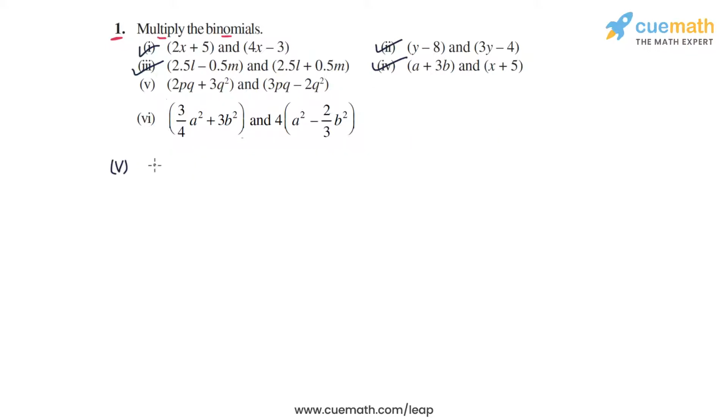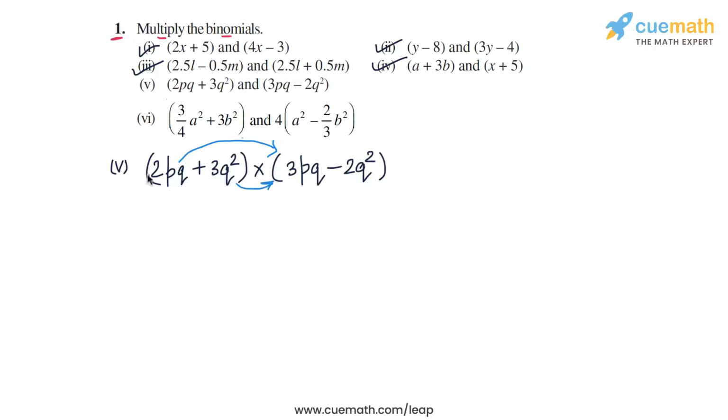Now we will come to part 5. In part 5 we have to multiply 2pq plus 3q square. This is the first binomial, and we have to multiply this with 3pq minus 2q square. So this is the second binomial. So we will again apply the distributive law. We will multiply 2pq with this bracket, 3pq minus 2q square, and then we will multiply 3q square also with this bracket. Okay, so let's expand this.